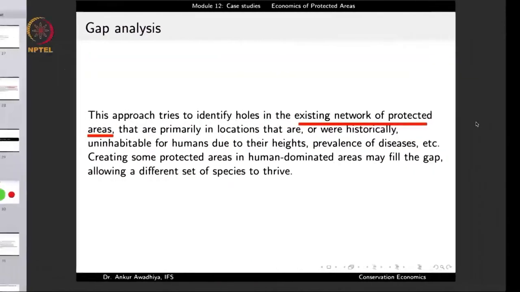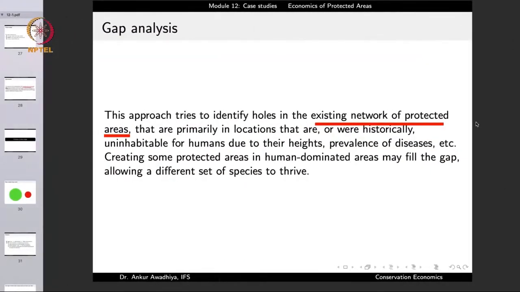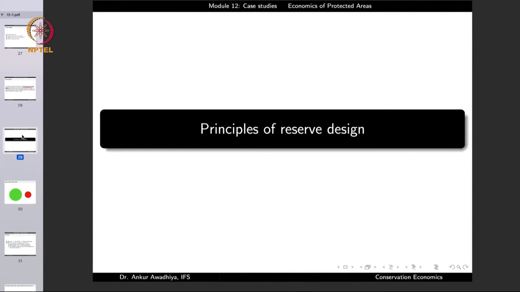So that is gap analysis. You take a map, mark out all the protected areas and look for the gaps. And those gaps are the areas where you should be making the newer protected areas. So that is the gap analysis. And whenever we are making a protected area, whenever we have the chance to make a protected area, there are certain principles of reserve design that should be kept in mind.